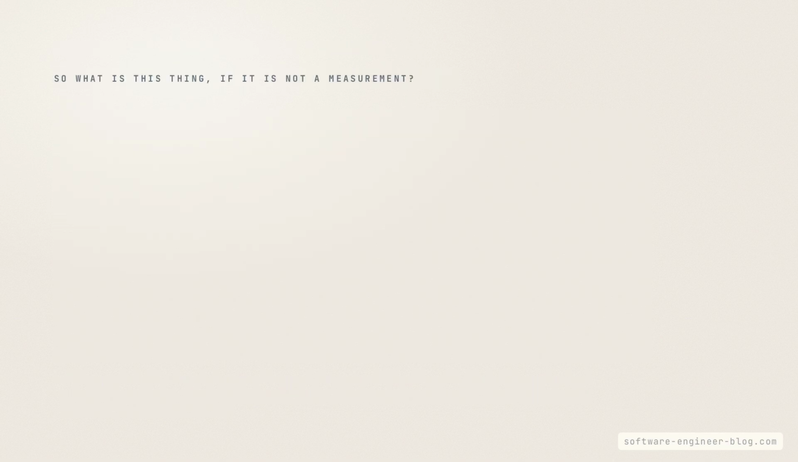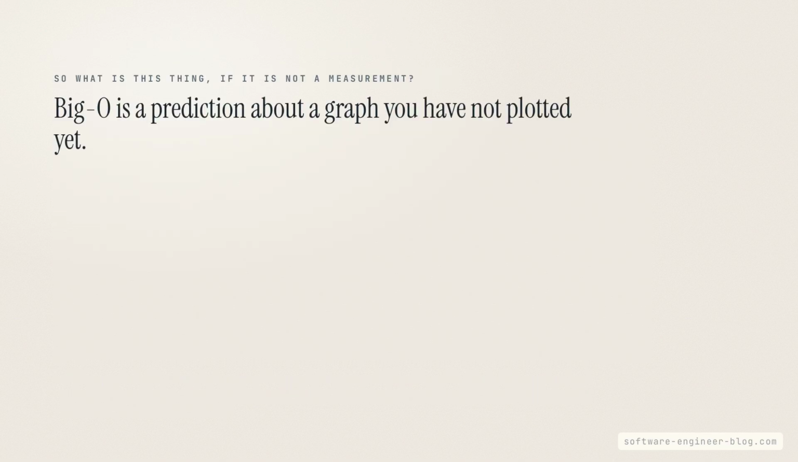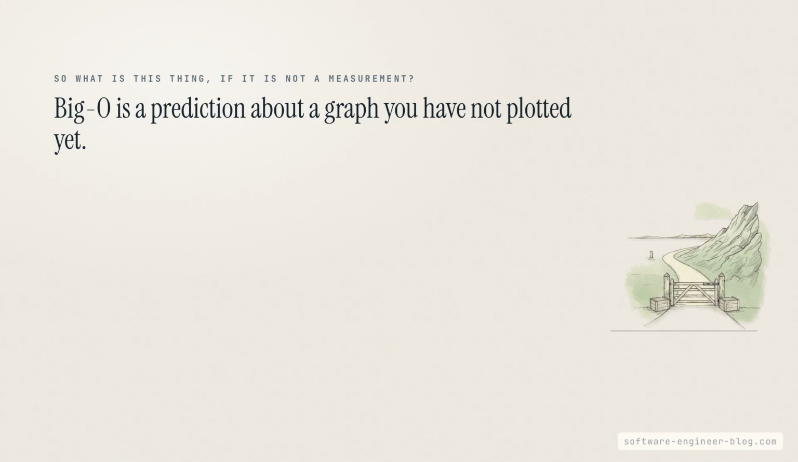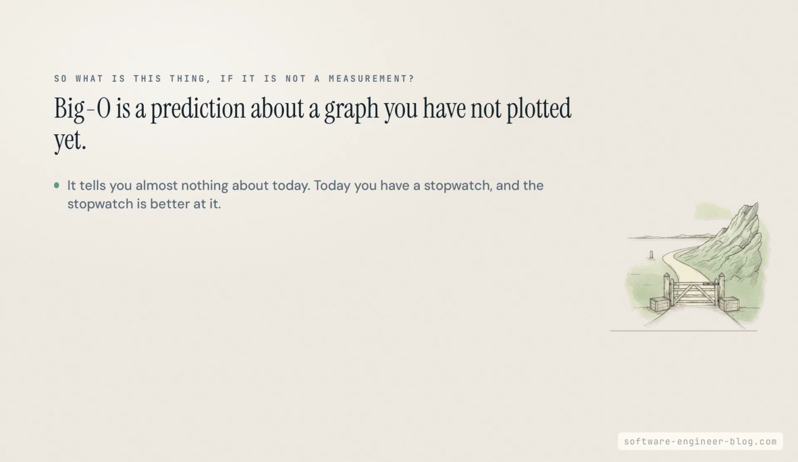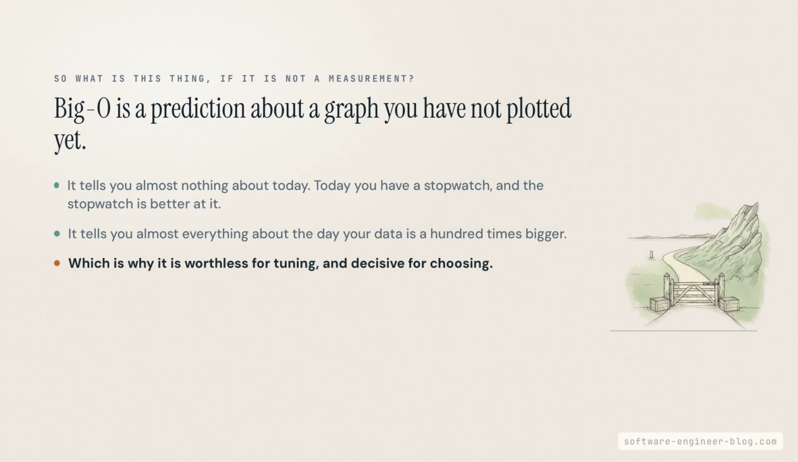So what is this thing if it is not a measurement? Here is the sentence I would like you to keep. Big O is a prediction about a graph you have not plotted yet. It tells you almost nothing about today. Today, you have a stopwatch, and the stopwatch is better at today than any notation will ever be. But it tells you almost everything about the day your data is 100 times bigger, which is why it is worthless for tuning and decisive for choosing.